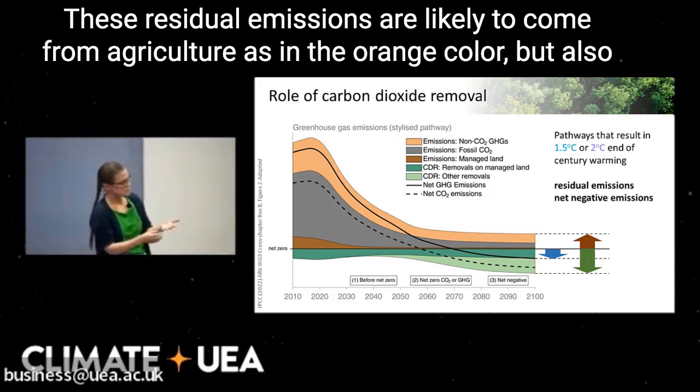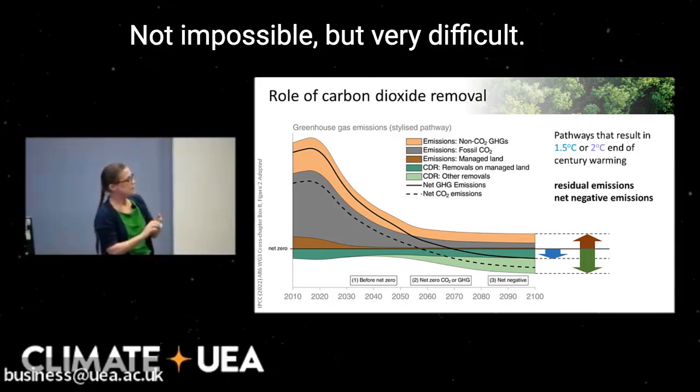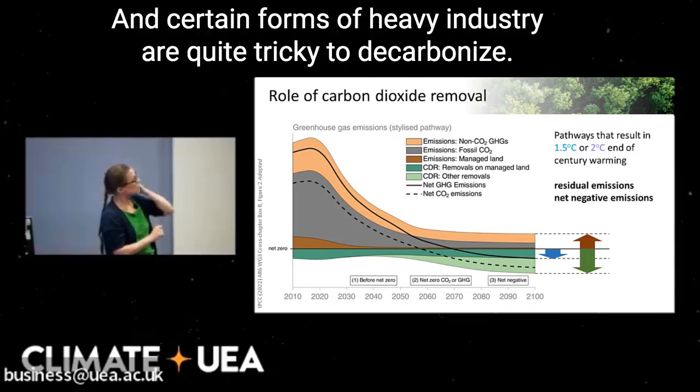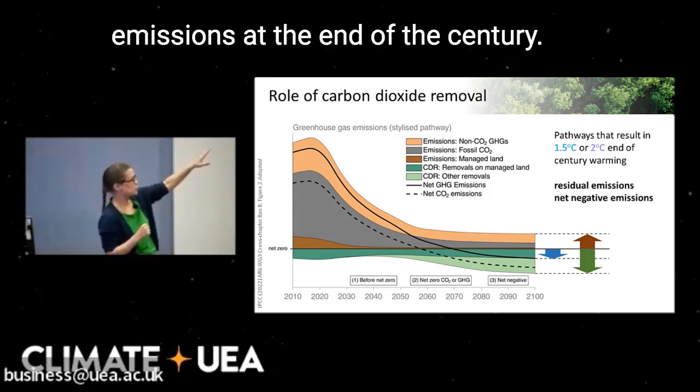These residual emissions are likely to come from agriculture, in the orange color, but also things like aviation are difficult to decarbonize, not impossible, but very difficult. And certain forms of heavy industry are quite tricky to decarbonize. And so you need some of the carbon dioxide removal to balance those residual emissions at the end of the century.